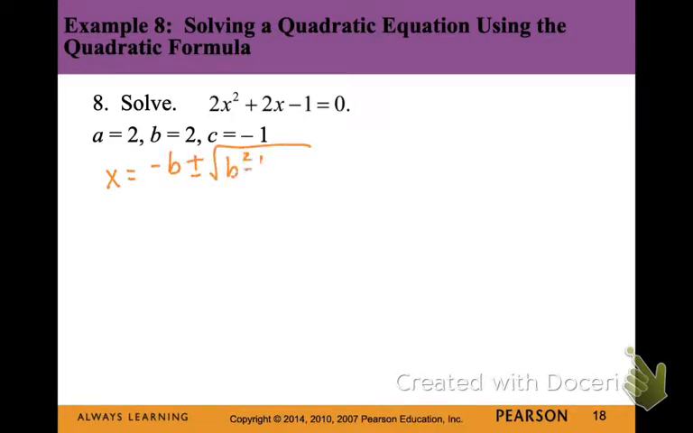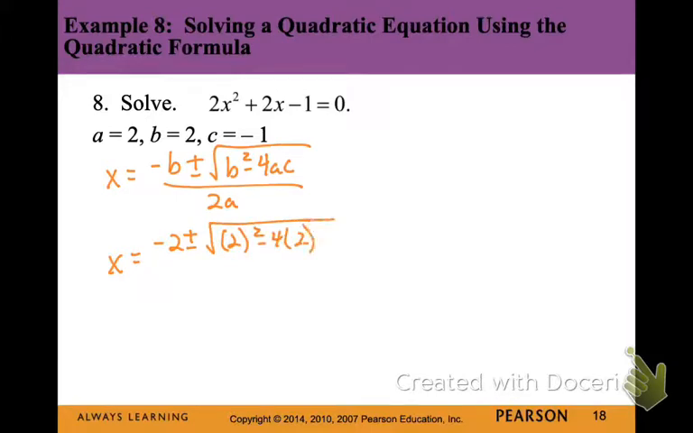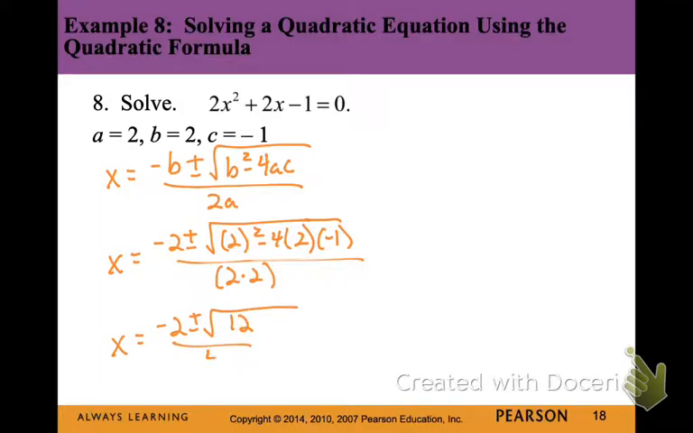And then we'll take those values and plug them in for a, b, and c into our formula. So x will equal -2 plus or minus the square root of 2 squared minus 4 times 2 times -1, all over 2 times 2. So -2 plus or minus, do what's underneath that, which will be positive 12, all over 4. Then simplify your square root. So the square root of 12 will simplify to 2 times the square root of 3.